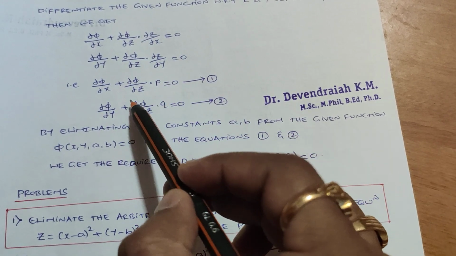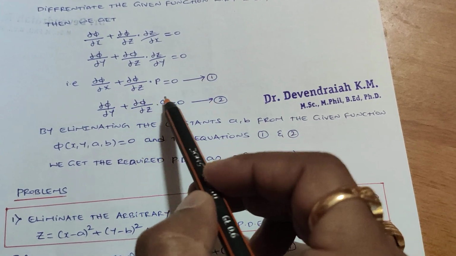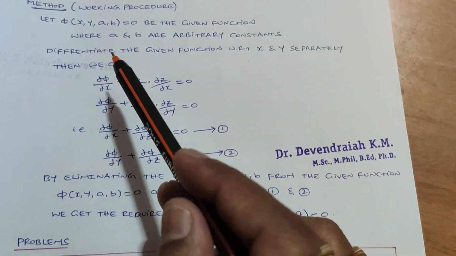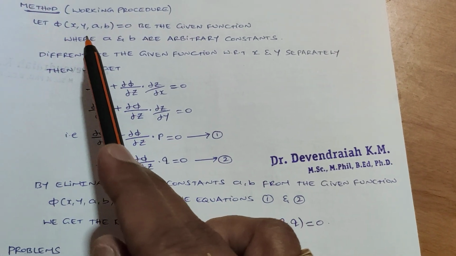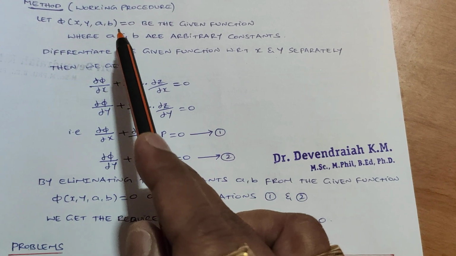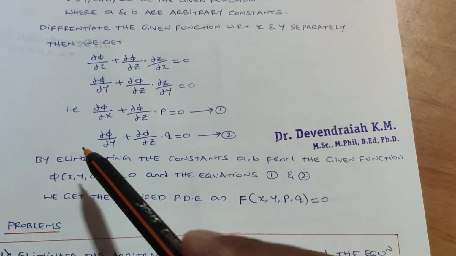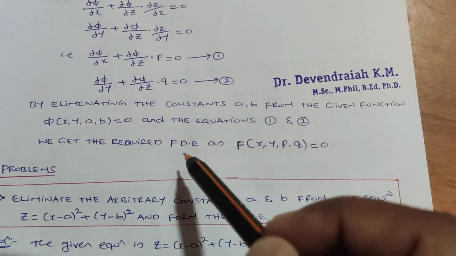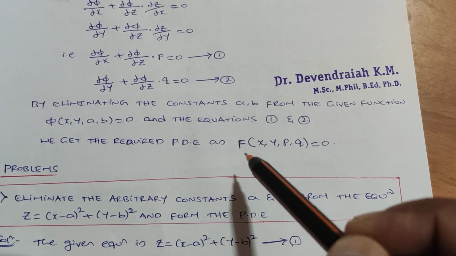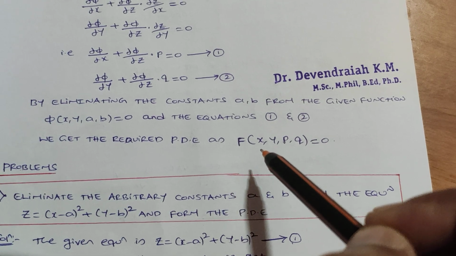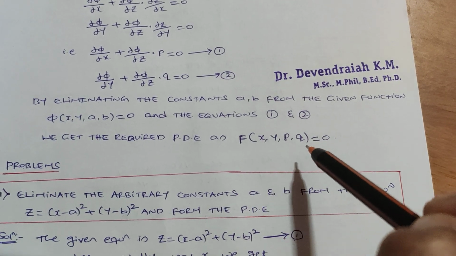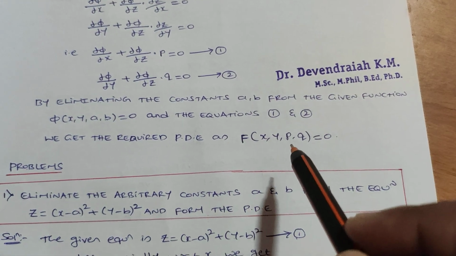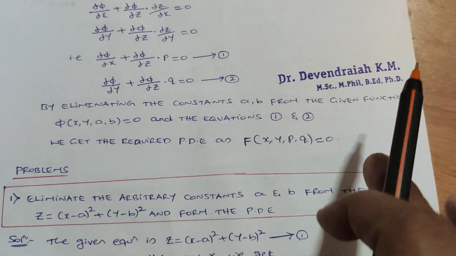So on eliminating the constants a and b from the given function phi of x, y, a, b equal to 0, and from equations 1 and 2, we get the required partial differential equation as f of x, y, p, q equal to 0. That is, we have eliminated the constants a and b.